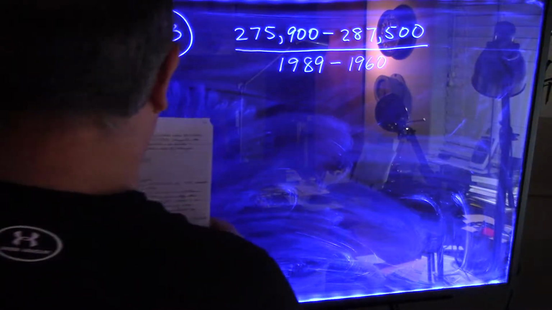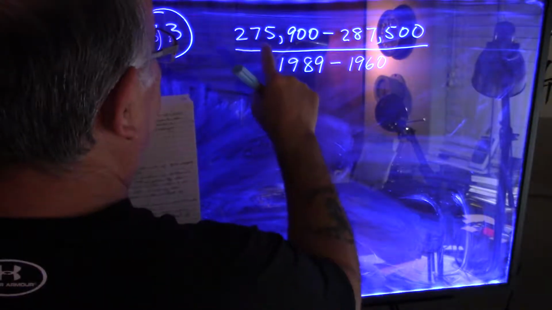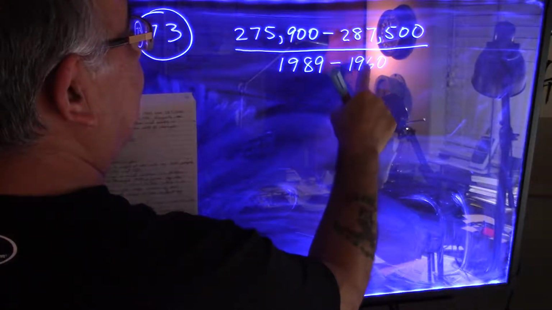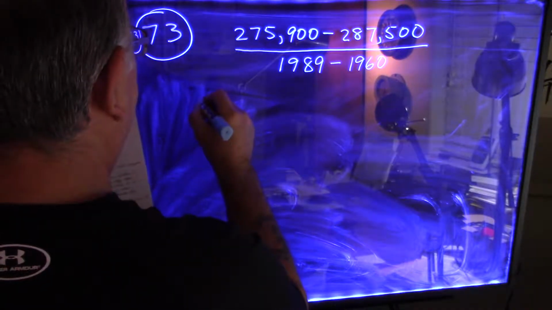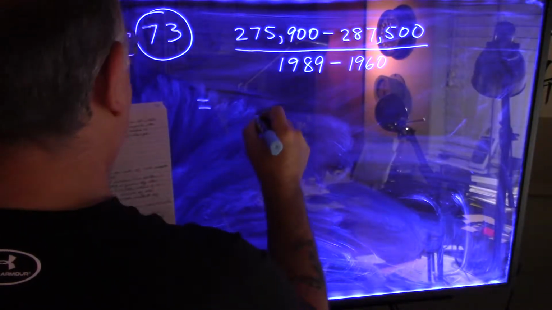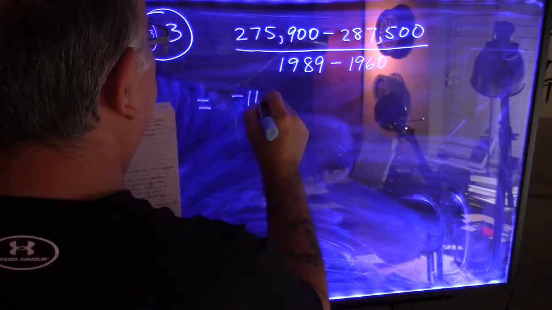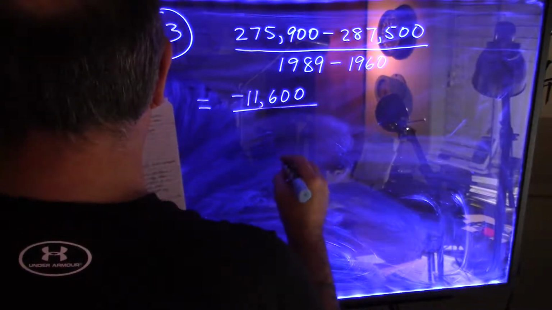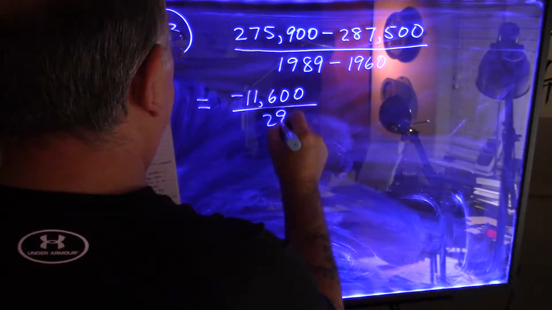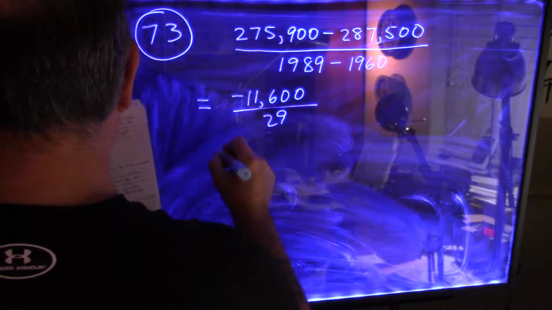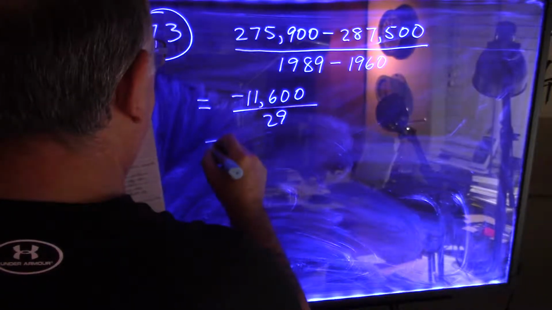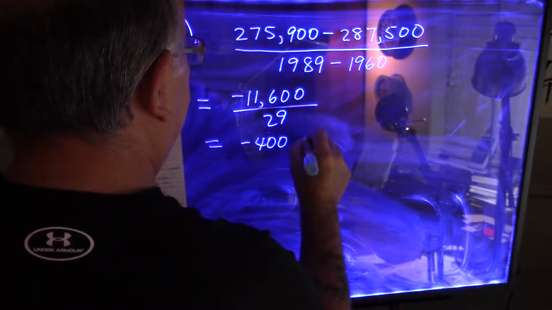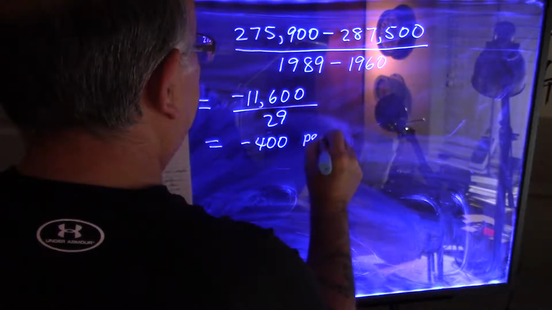So this population belongs to this year, and this population belongs to that year. That's equal to negative 11,600 over 29. And that's equal to negative 400. And the units are people and years, so people per year.